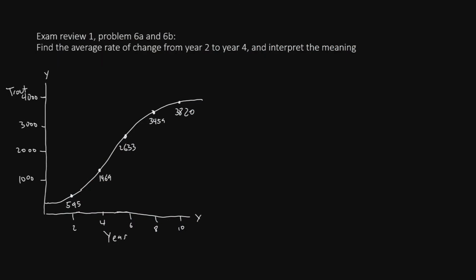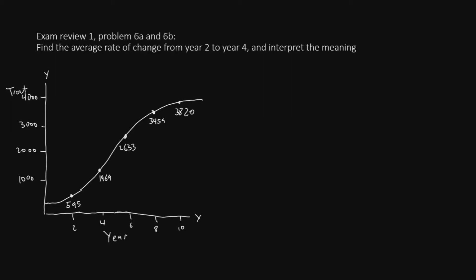Hello there once again. Welcome back to our Exam Review 1 series. This time we'll be doing problem 6 with this graph that you see on the left. Our question for part A and B is to find the average rate of change from year 2 to year 4 and interpret the meaning.